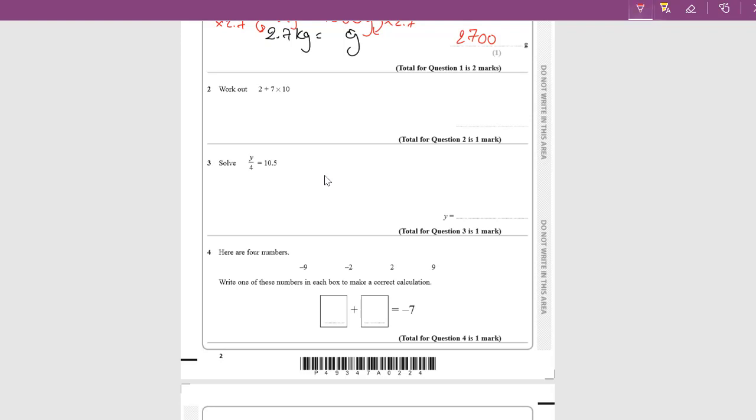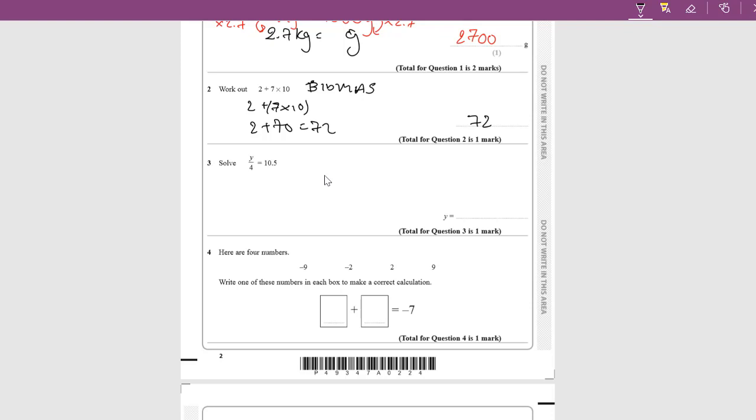So the next question is to do with BIDMAS. We use BIDMAS to ensure that we know which operator to compute first. So we have multiplication before addition. So we say 7 times 10, we deal with that, which gives us 70. So 2 plus 70, which will give us 72.